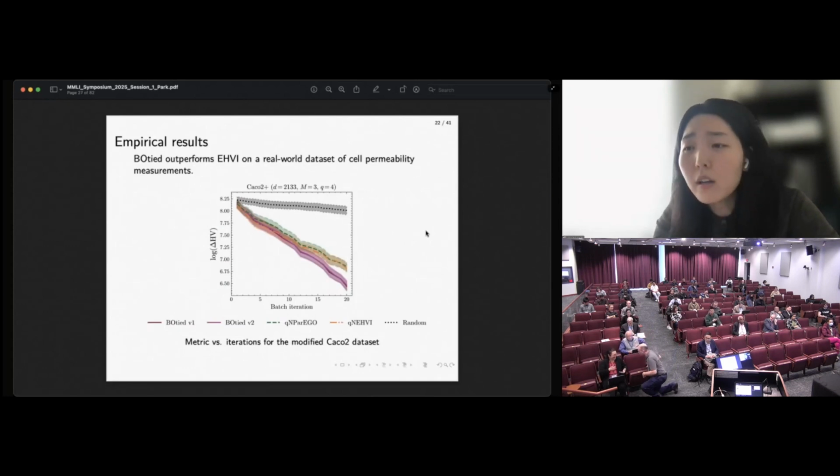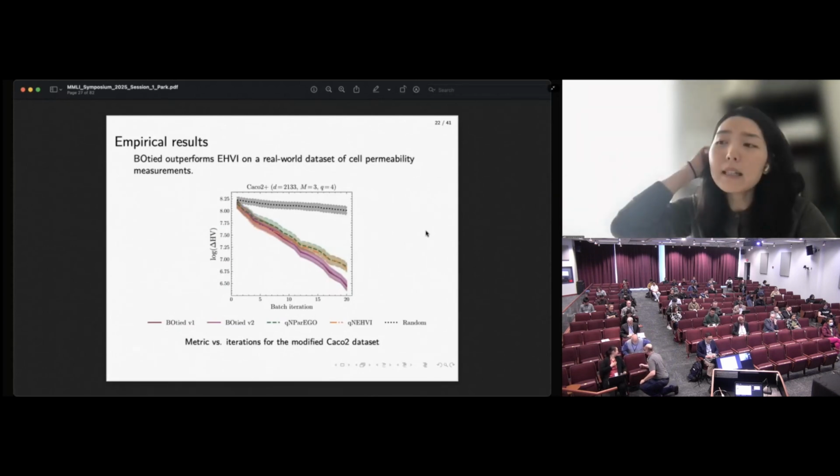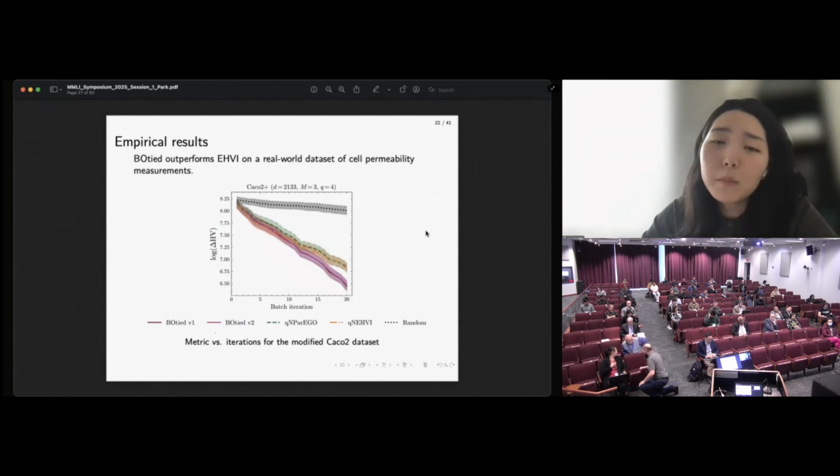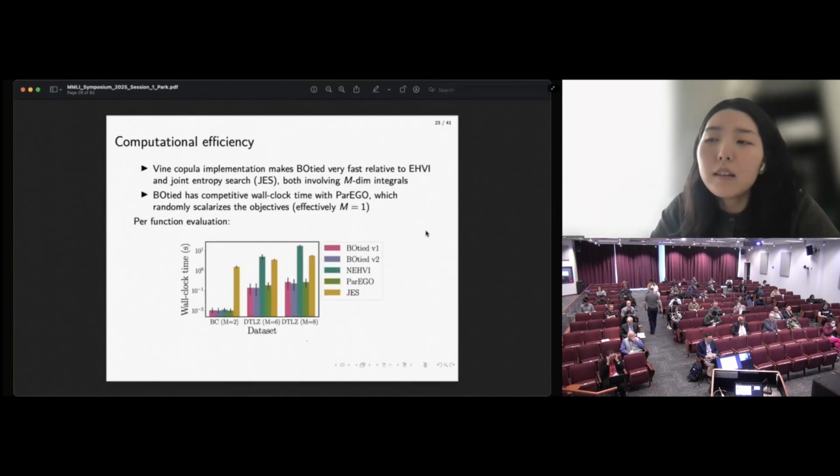BOtied also does well on a real-world cell permeability data set, and this is the long-tail molecular data set we saw in the very beginning. And the implementation with Vine copulas makes BOtied very fast.